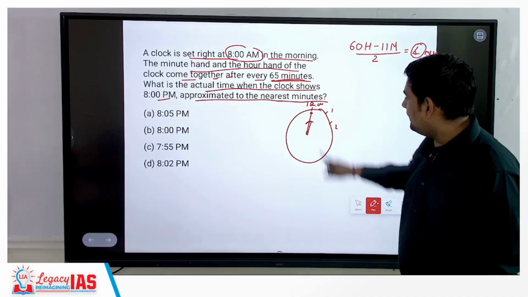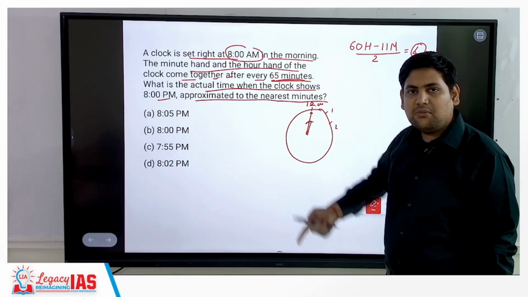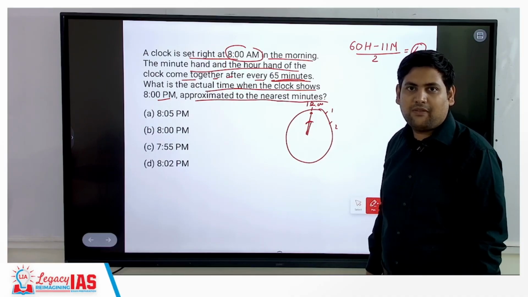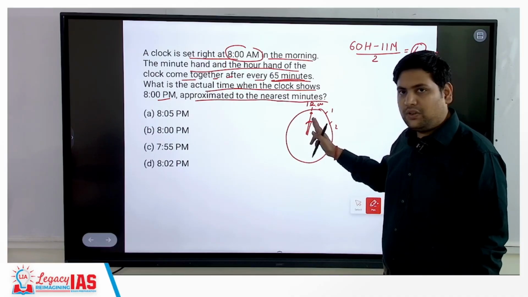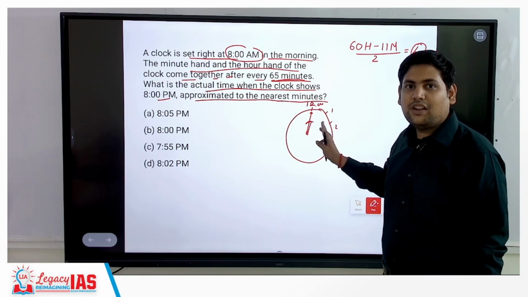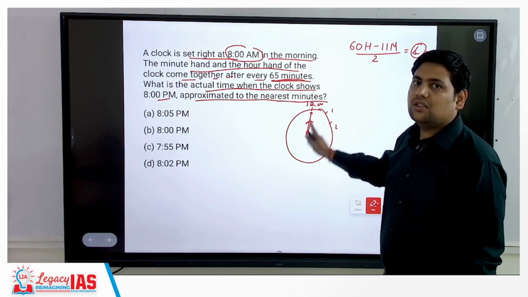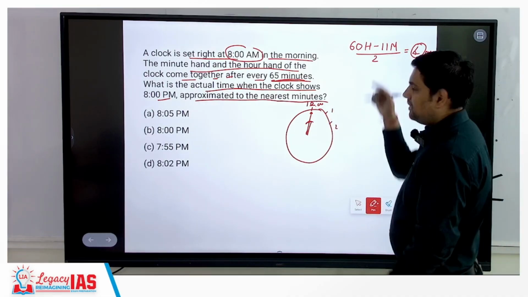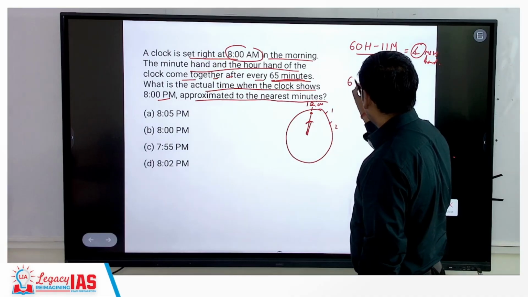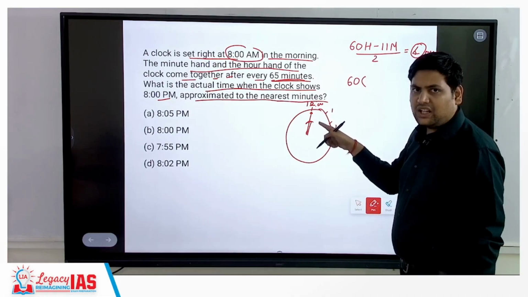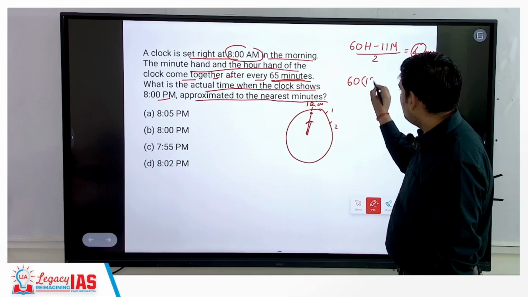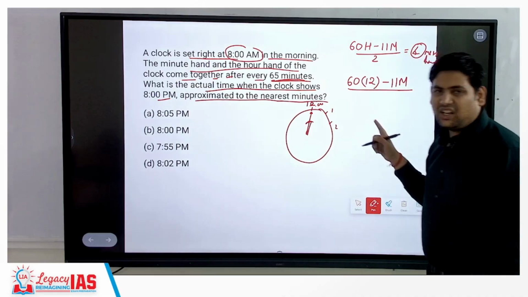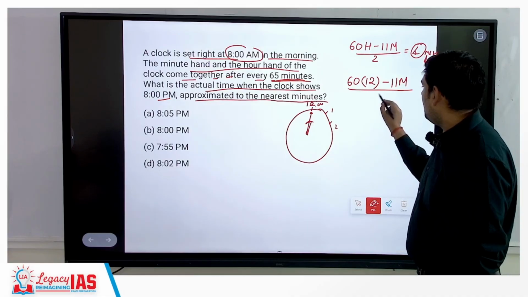Now after 12 o'clock, after how many minutes will they coincide again? First we'll find this, okay. First we'll find after 12 PM, AM, whatever, after how many minutes they'll coincide again. Now see, 60H minus 11. So H means hours. How many hours have passed? So this is 12. Now minutes we don't know. How much time it will take? We don't know. Okay, then upon 2.